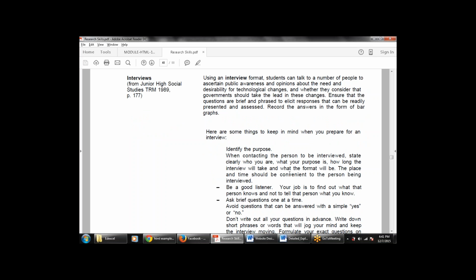Then state clearly what your purpose is, how long the interview will take, and what the format will be. That is, what the main format is, what the main purpose is, how long the interview will take, and what format has been chosen for it.